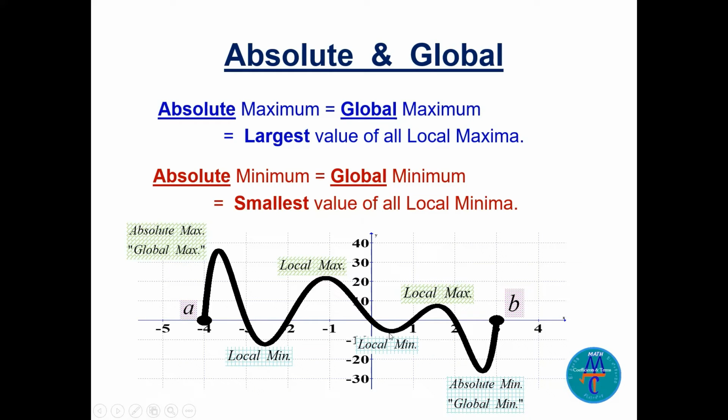This is local minima, still local or relative minima. This is local minimum, and this is local max, and this is local max, but the highest will be absolute max or global max.